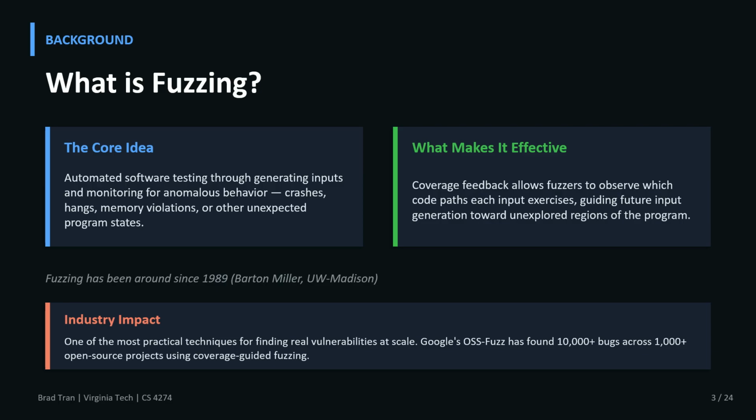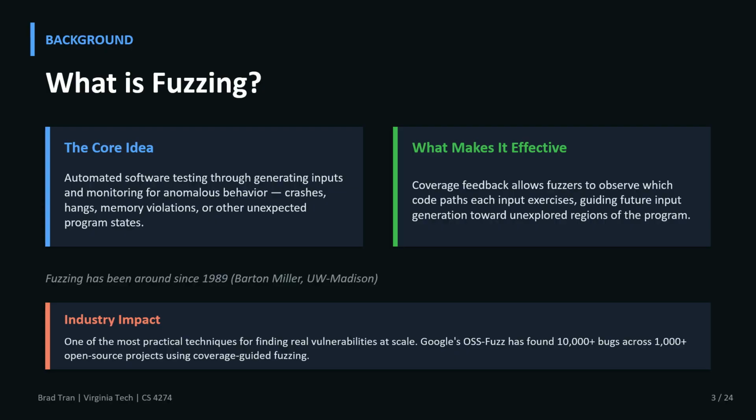What I want to focus on here is the distinction between how fuzzers approach the problem. On the left, you have the core idea, which is to generate inputs, feed them to the target, see what breaks. On the right, the key insight that makes modern fuzzing so effective is if you can observe which code the program actually executes on each input, then you can use that feedback to guide future input generation toward unexplored regions of the program.